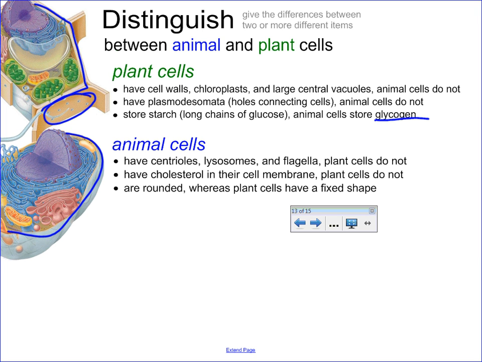Animal cells have some different objects as well. They have cholesterol in their cell membrane as well, and they are mostly rounded in shape, whereas plants are going to be a little boxier.